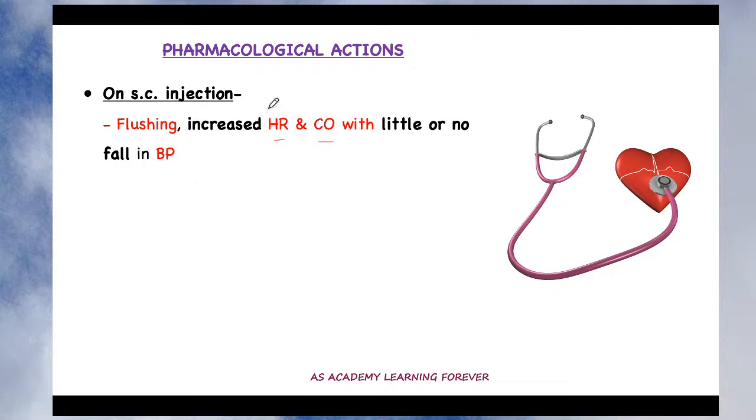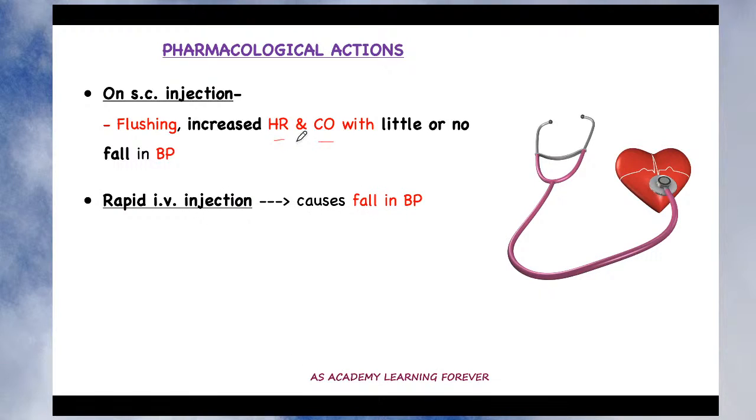Ideally, what should happen when there is an increase in heart rate and cardiac output? There will be more blood pumped into the blood vessels, and as a result, ideally it should increase the blood pressure. But here, although it increases the heart rate and cardiac output, the increase is not to the extent where it can increase blood pressure. So it doesn't produce much effect on blood pressure, or sometimes no effect is seen on the blood pressure of the patient. So this is about subcutaneous injection.